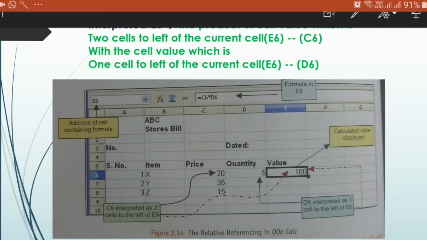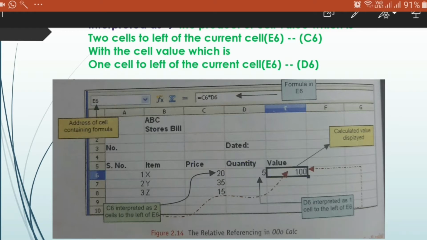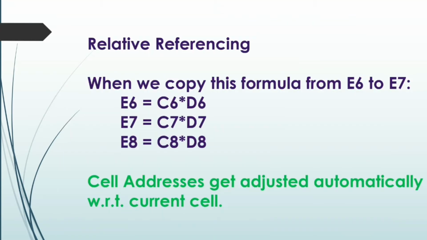That means if E6 is the current cell, two cells towards the left is C6. So the product of the cell value which is two cells to the left of the current cell, with the cell value which is one cell to the left of E6. One cell to the left is D6. So, in this way the formula is interpreted internally. So, the position of the cells defines the formula in case of relative referencing.